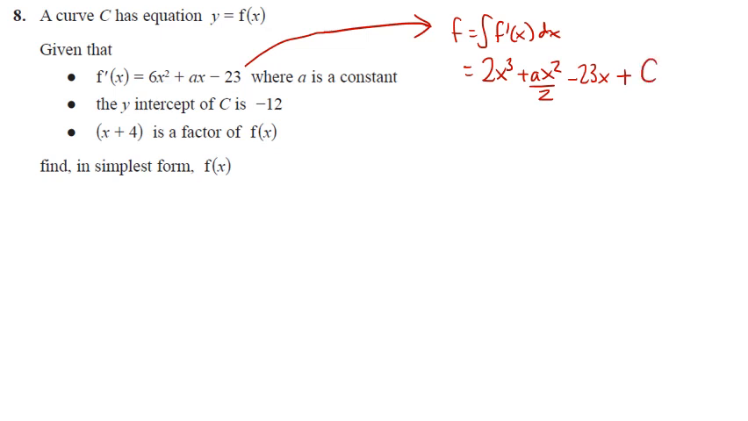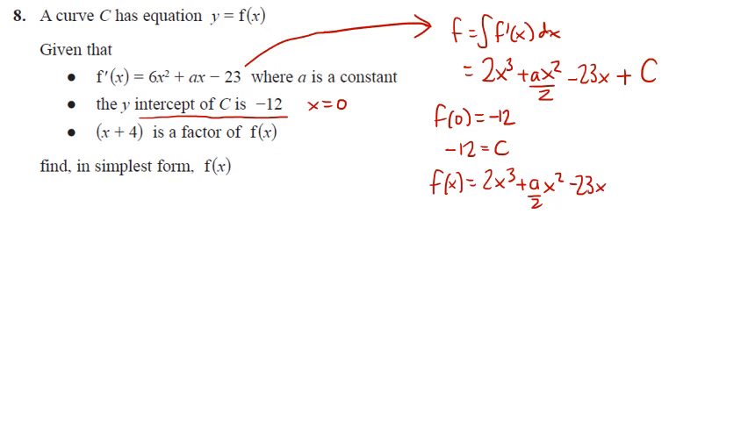Okay, but we also know that the y-intercept is minus 12. Well, the y-intercept is where x is equal to 0. So let's just sub that straight in. So we've got f(0) is equal to minus 12. So minus 12 is equal to c. Okay, just substituting x equals 0 into the function. So we've got f of x is equal to 2x cubed plus a over 2 x squared minus 23x plus minus 12.